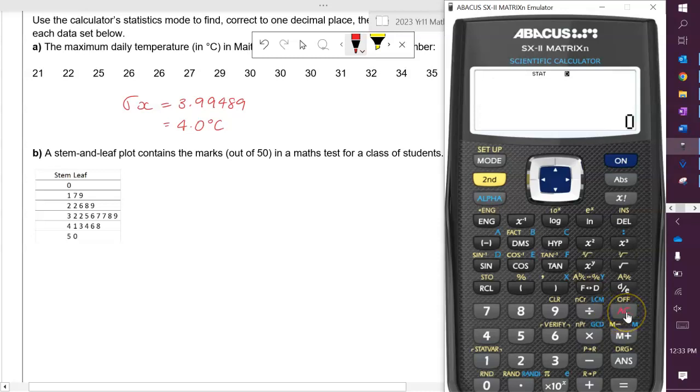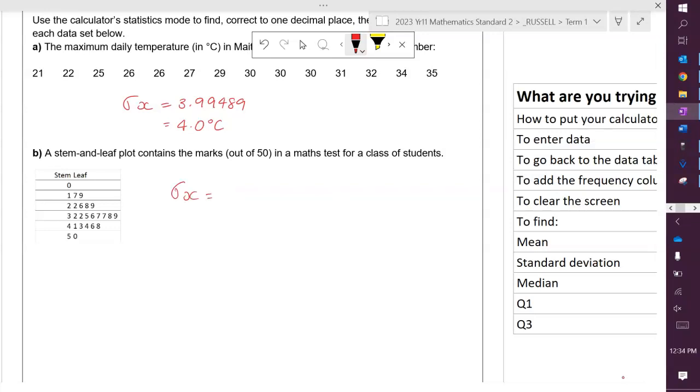So we press our AC button, and again that data is stored. We go second, and then this stats variable. We're going to our variable, and we want our standard deviation, which is 3, and equals. So my standard deviation is 9.1185, and that continues. And again, I want it to 1 decimal point, so 9.1.